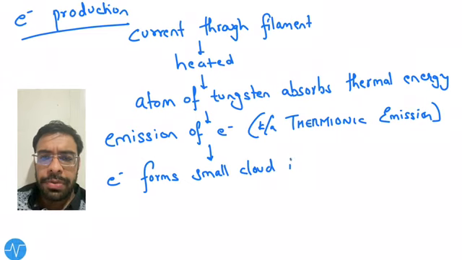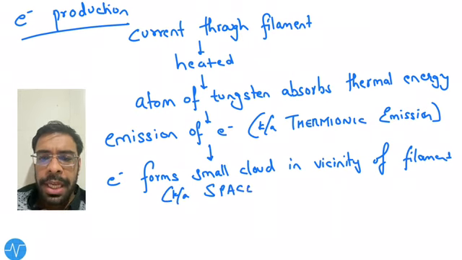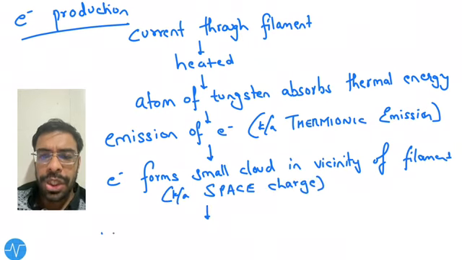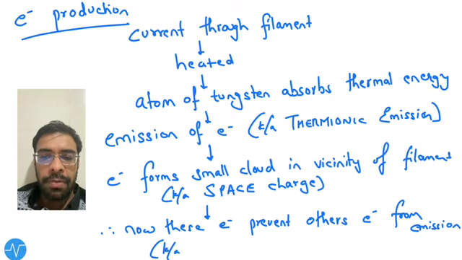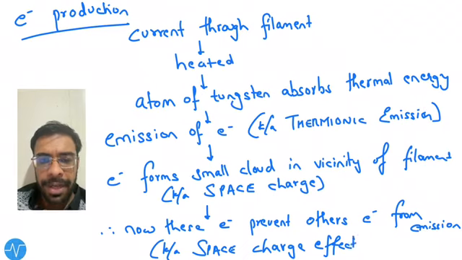These electrons, which are released from the filament, will form a small cloud in the vicinity of the filament. This is known as space charge. Now, these electrons in the vicinity forming a cloud will prevent other electrons from being emitted. This is known as space charge effect.